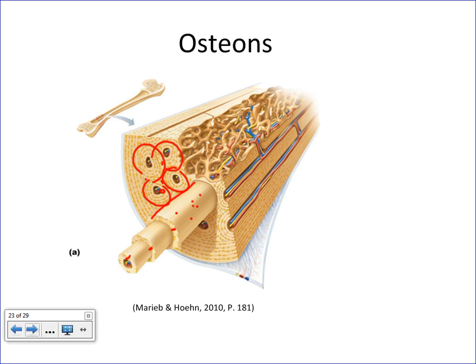Now you can notice that as these blood vessels wind through these Haversian canals, they branch out into these perforating canals called Volkmann's canals that supply the osteocytes, these living cells, with blood.